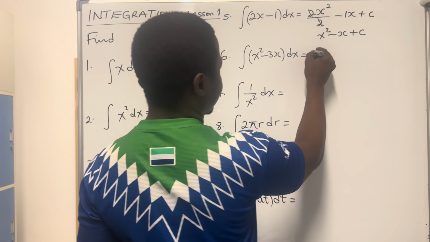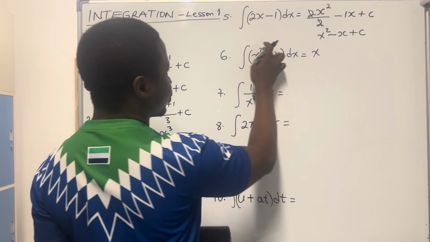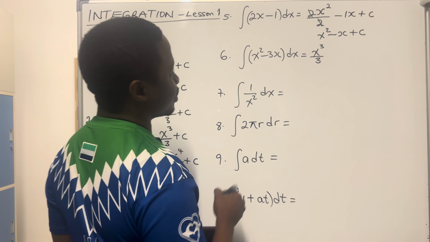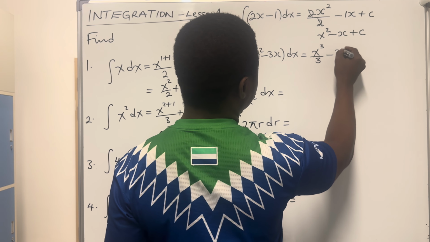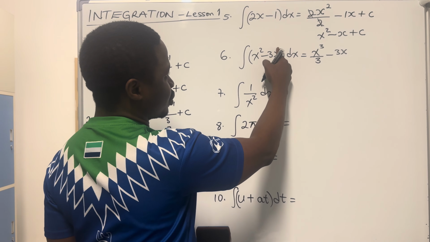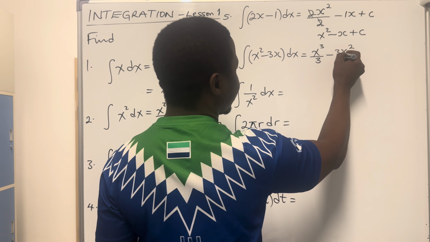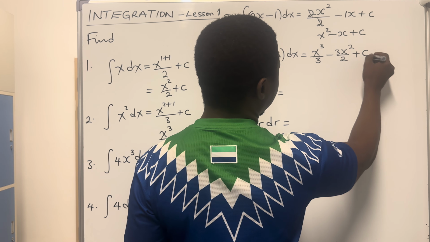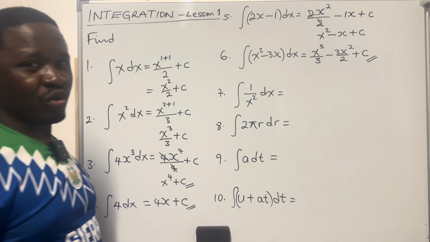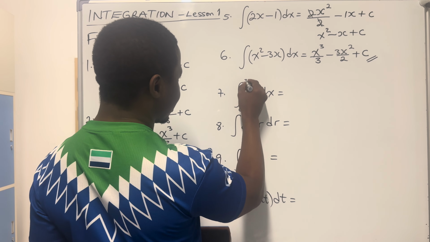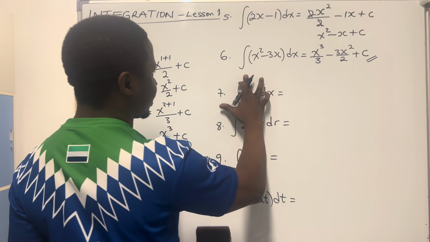X squared. If you add 1 to this, we get 3. Divide by the new power. Minus 3x. If you add 1 to this one, we get 2. We divide by that new power. Plus c. Do not forget plus c. If there are limits like from 0 to 3, we don't have plus c.